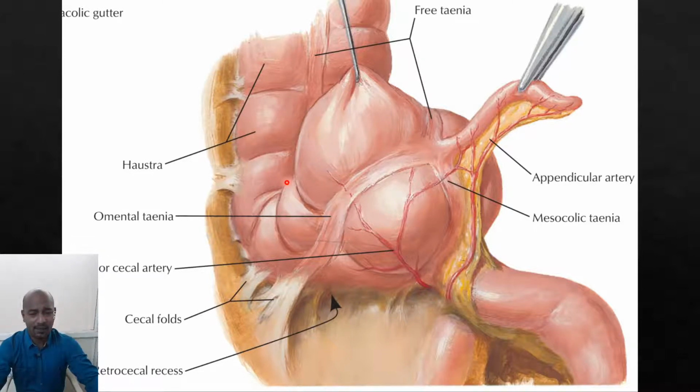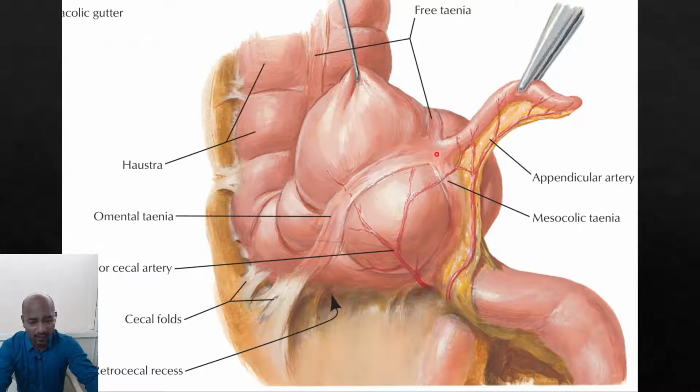When the ascending colon turns at the right hepatic flexure, the right colic flexure, the free taenia, the taenia libera, becomes inferior, the taenia mesocolica becomes posterior, and the taenia omentalis becomes superior.